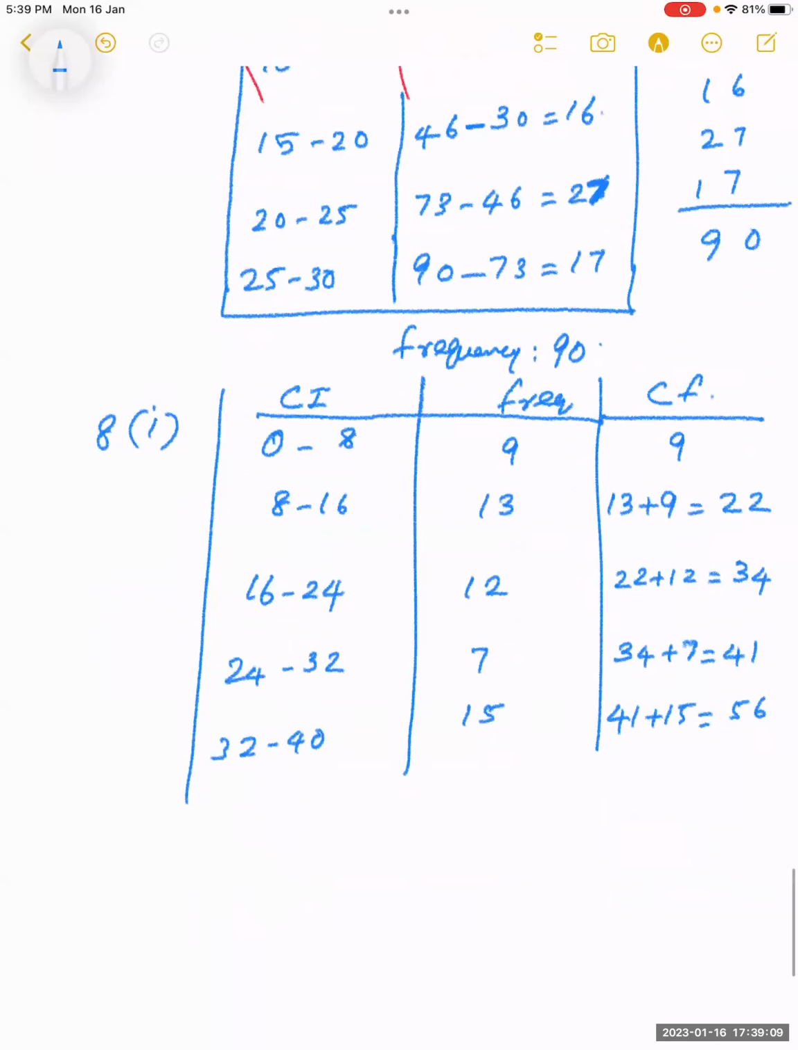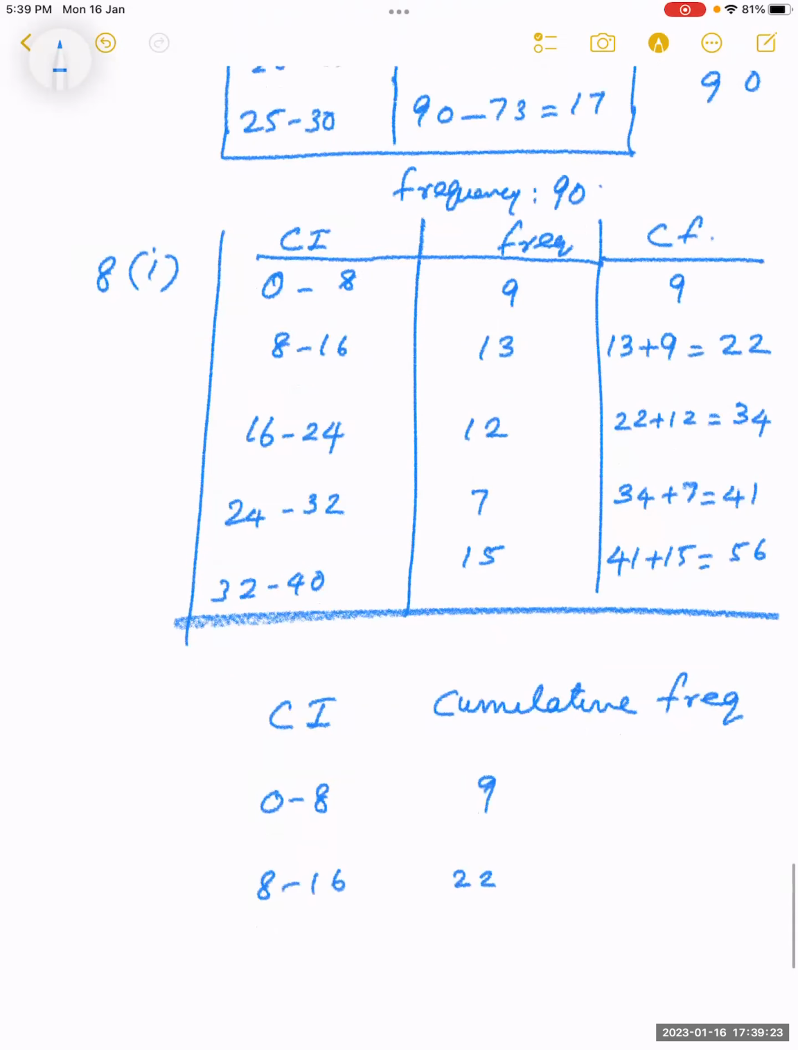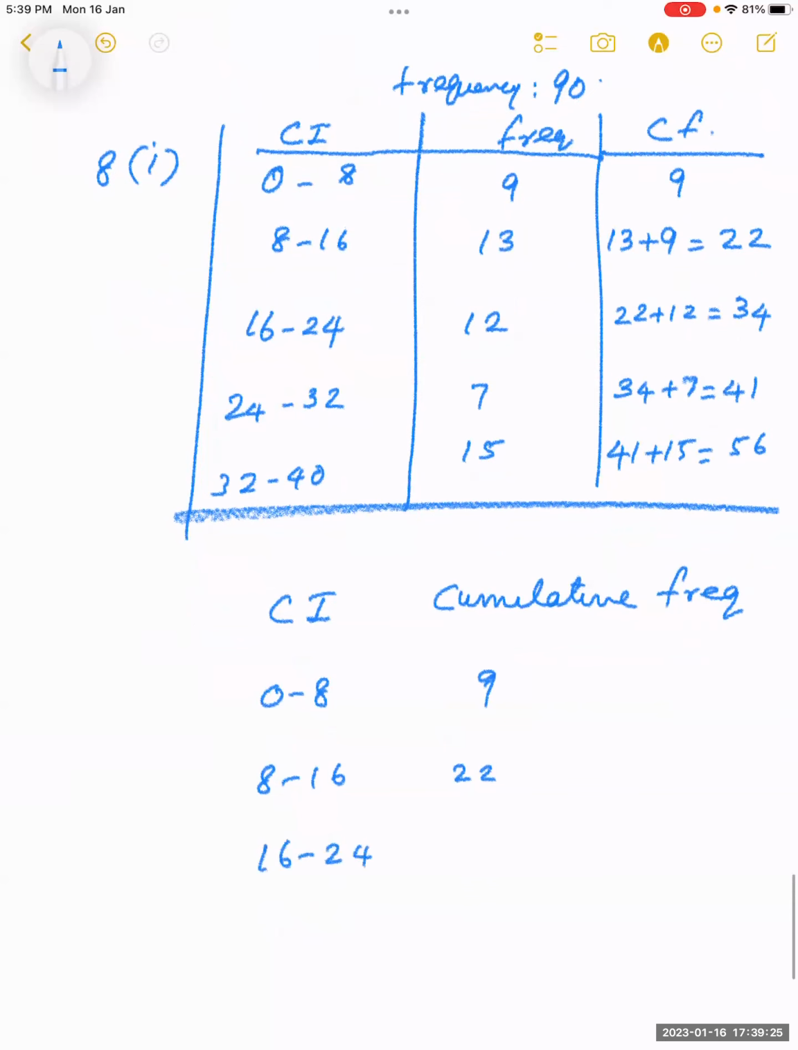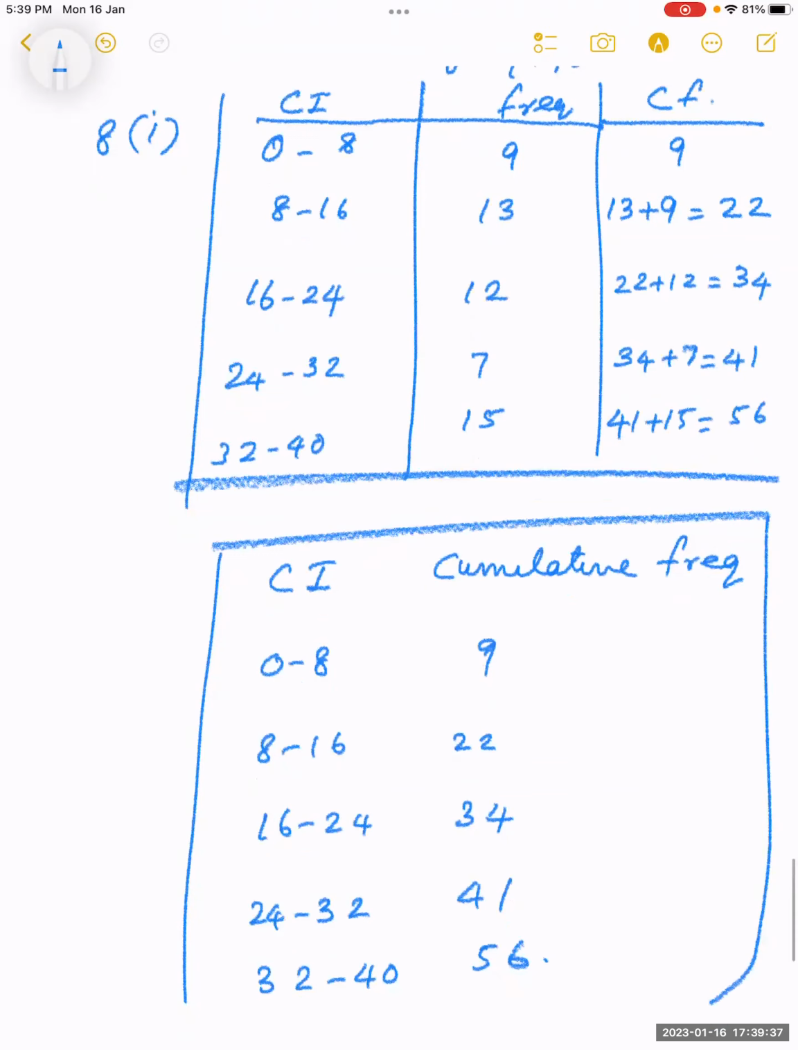So basically, if you want to write a cumulative frequency distribution, just write a class interval and cumulative frequency. And just write 0 to 8 is 9, 8 to 16 is 22, then 16 to 24 is 34, 24 to 32 is 41, and 32 to 40 is 56. So this is going to be your cumulative frequency distribution table.